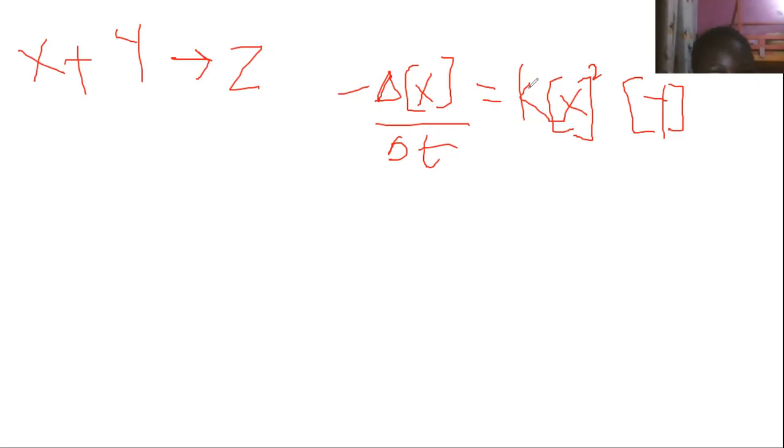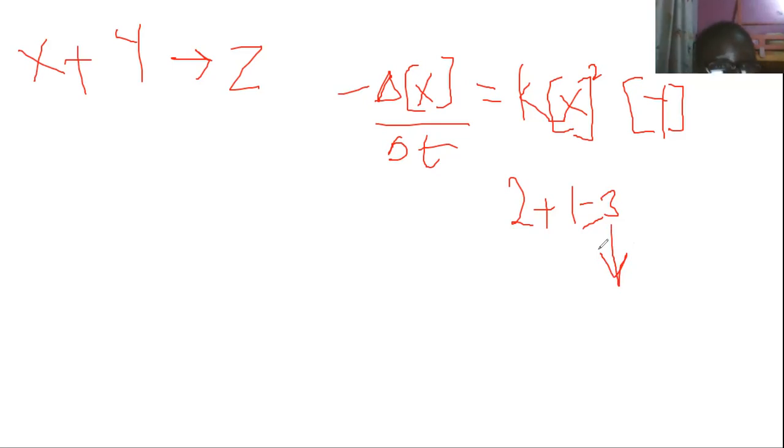Any idea now? 3. Why did you say it's 3? Because the power of x is 2 and the power of y is 1. Okay, you said the power of x is 2, power of y is 1, and that's making it 3. You would have been correct, but I also gave you something.